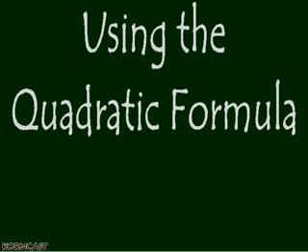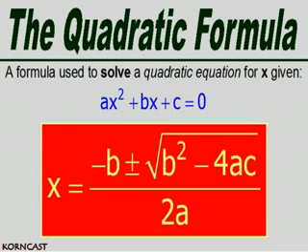In this KORNCAST, we're going to use the quadratic formula. The quadratic formula is a formula used to solve quadratic equations for x, given the equation is in standard form and that it's equal to 0. Please take a moment and write down the quadratic formula. x equals negative b plus or minus square root of b squared minus 4ac, all over 2a.